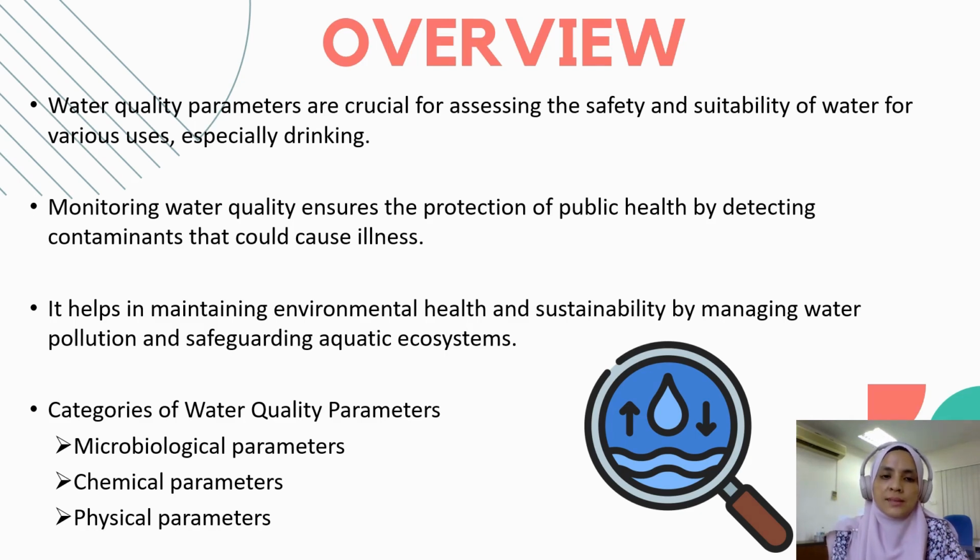To effectively assess water quality, we categorize the parameters into three main groups, which are microbiological parameters, chemical parameters, and of course the physical parameters. By understanding and monitoring these parameters, we can ensure that water remains safe for consumption and other uses. This comprehensive approach helps protect public health, maintain environmental integrity, and promote sustainable water management practices.